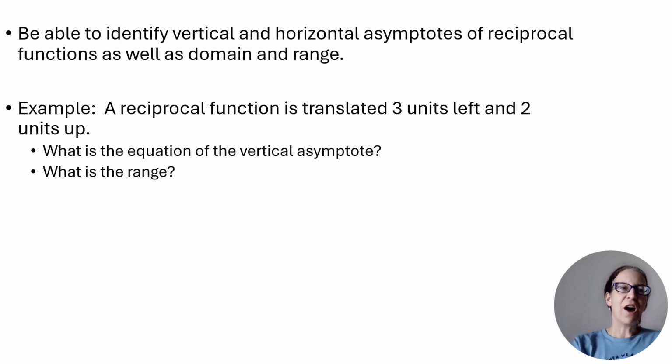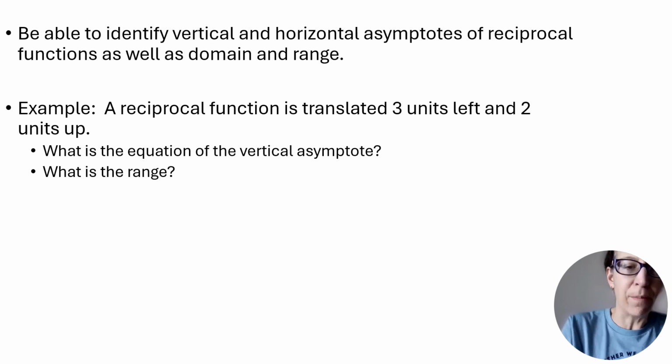But all right, so next one, be able to identify vertical and horizontal asymptotes of reciprocal functions as well as domain and range. And so these, I believe, are also multiple choice. So it says a reciprocal function is translated 3 units left and 2 units up. What is the equation of the vertical asymptote? And then what is the range?